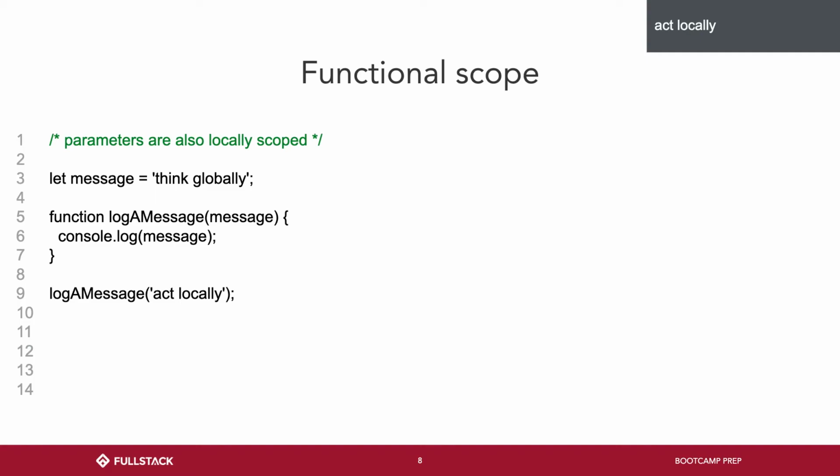If I forgot the e here, this would say think global. Because if I was trying to console log message, but in the local scope we just had msg, whatever, no e, then we would look up a scope and then we would look at think global.